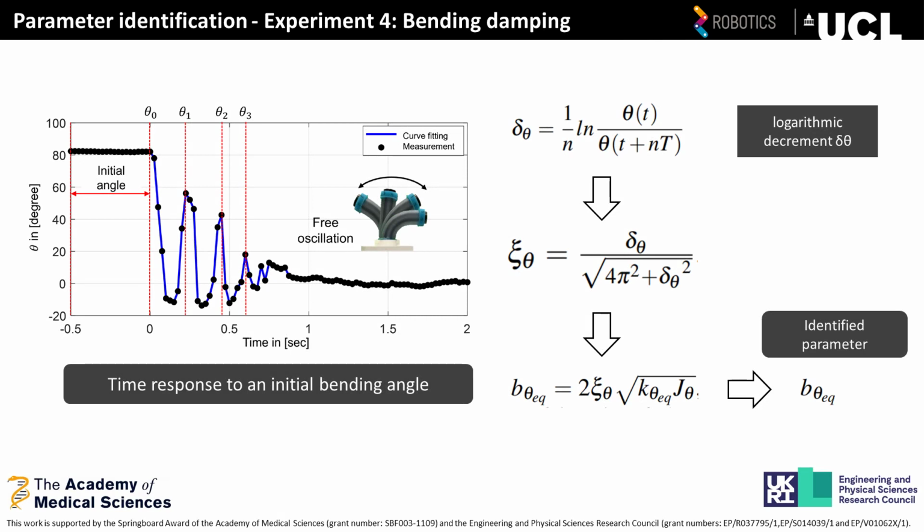For identifying the bending damping coefficient, an initial planar bending angle is applied to the manipulator and the corresponding time response is measured. As the system is underdamped, the logarithmic decrement delta theta is obtained from the time response of the robot. Then the damping ratio of the corresponding bending is obtained and the damping coefficient is approximated.